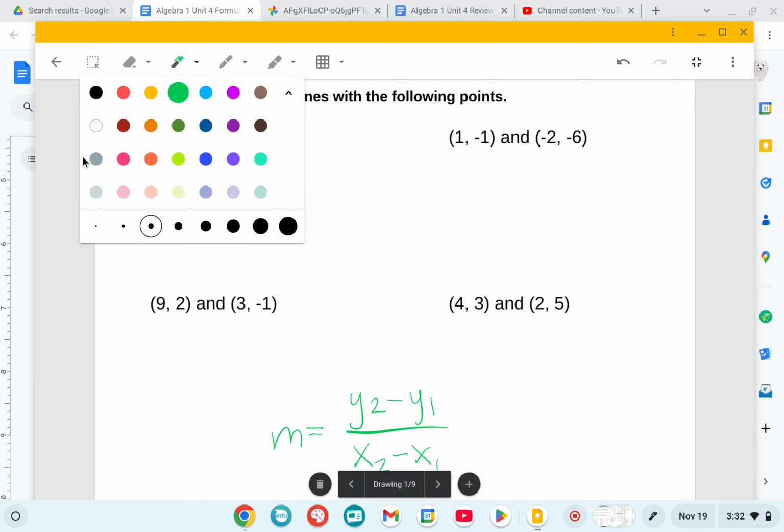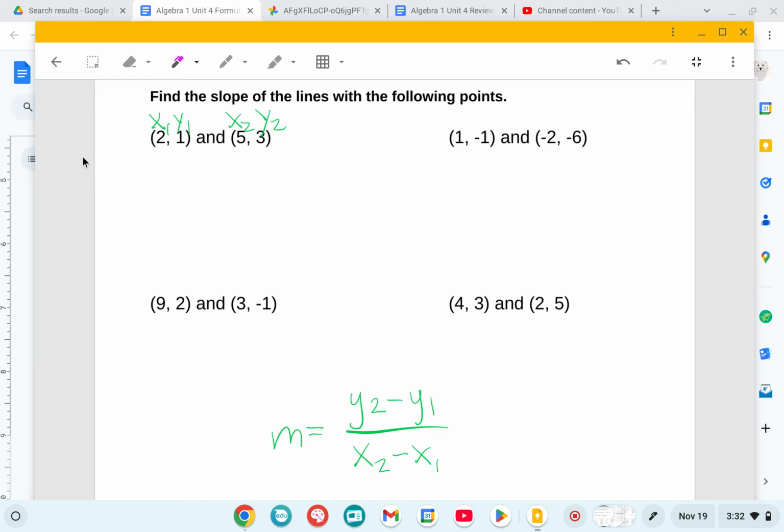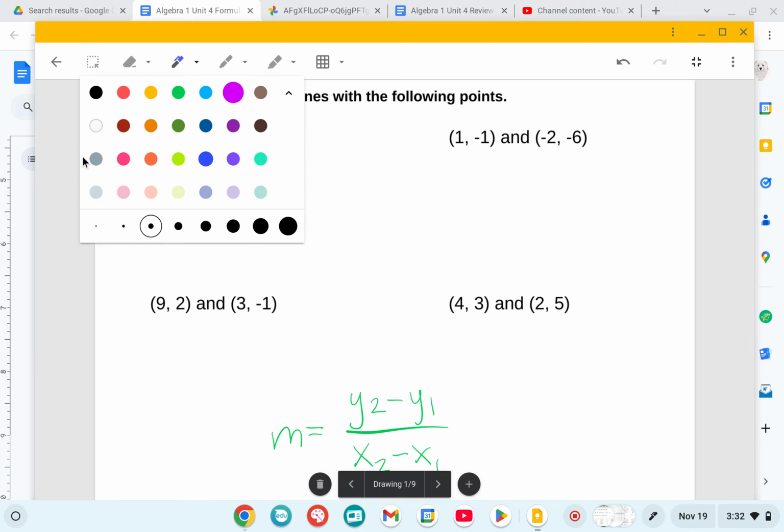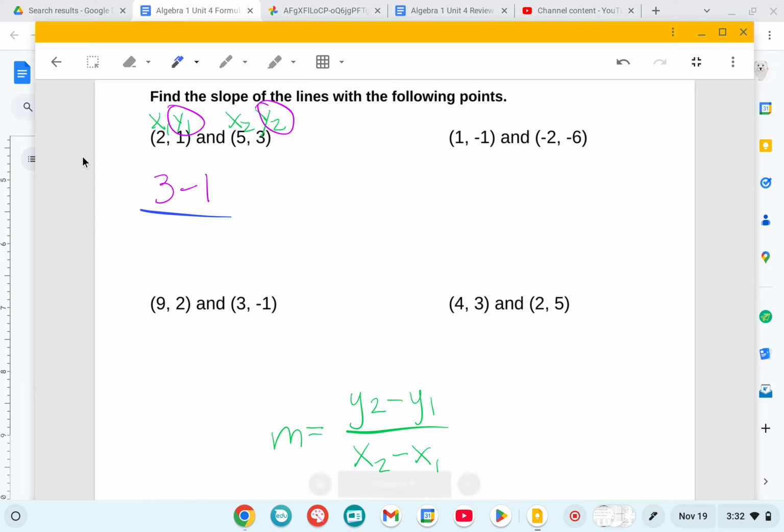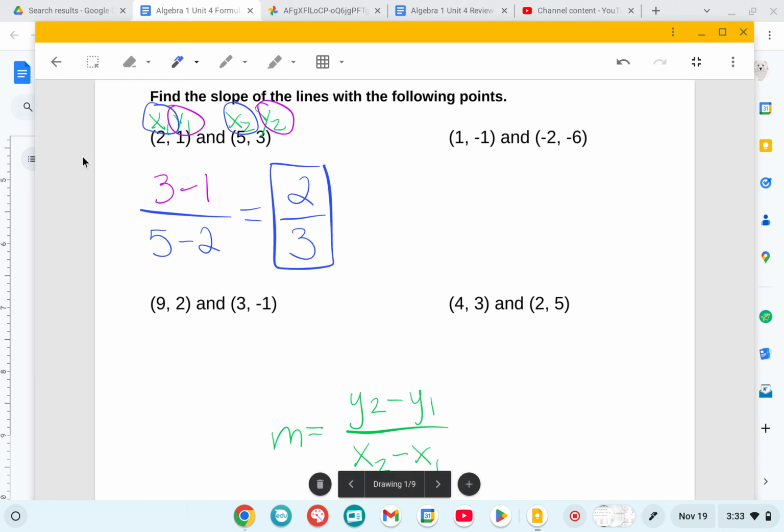And so when I go to plug those all in, I'm going to come over here, and my y2 is going to come first from the top. It's going to be 3 minus 1. That's the y2 minus the y1. And in the bottom of the fraction, we're going to get x2, which is 5, minus x1, which is 2. 3 minus 1 is 2. 5 minus 2 is 3. And so we end up with 2/3 as our result. I'm going to go ahead and do this second example to show you one where we have some negatives.